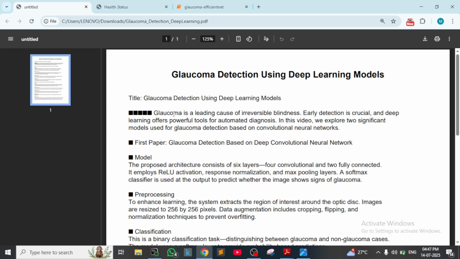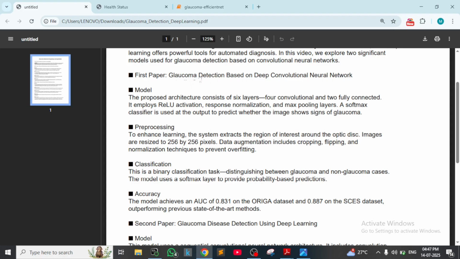Glaucoma is a leading cause of irreversible blindness. Early detection is crucial, and deep learning offers powerful tools for automated diagnosis. In this video, we explore two significant models used for glaucoma detection based on convolutional neural networks. The first research paper gives glaucoma detection based on a deep convolutional neural network model. The proposed architecture consists of 6 layers, 4 convolutional and 2 fully connected.